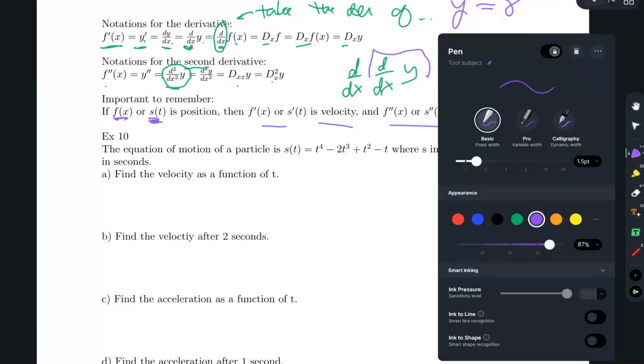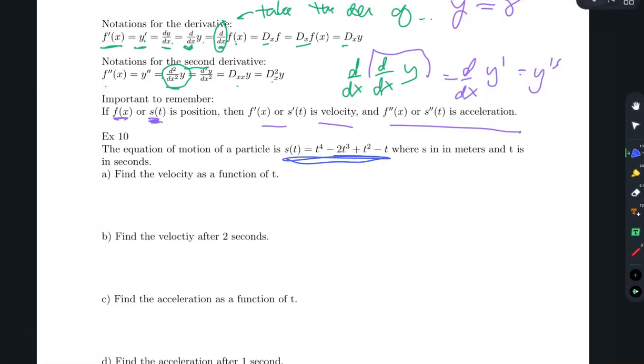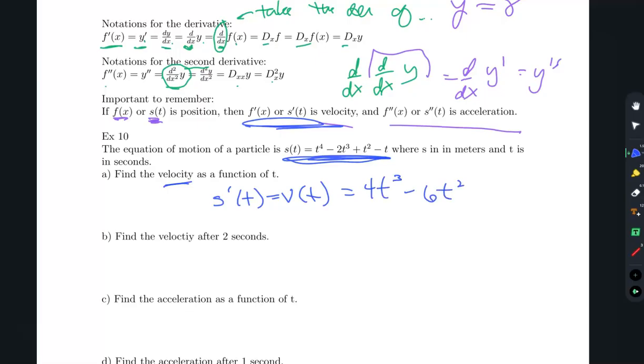Okay, so let's use that application and see what we got here. Here is the position function, and s is in meters, t is in seconds. Find the velocity function. So velocity is one derivative. So s prime of t is the same as v of t, so I just use the power rule. So I get 4t cubed minus 6t squared plus 2t minus 1. So that's the derivative, and that's the velocity.